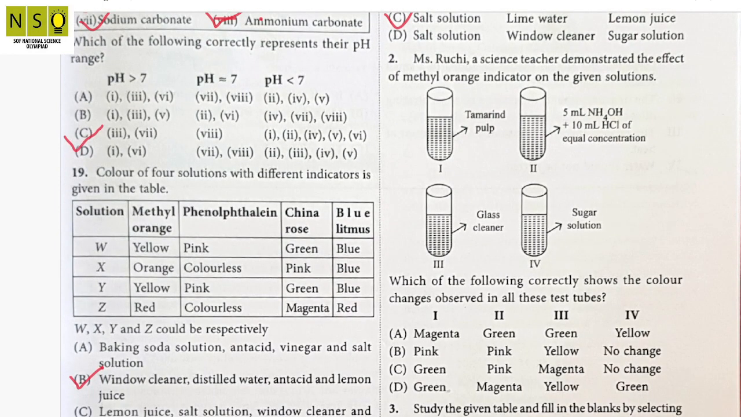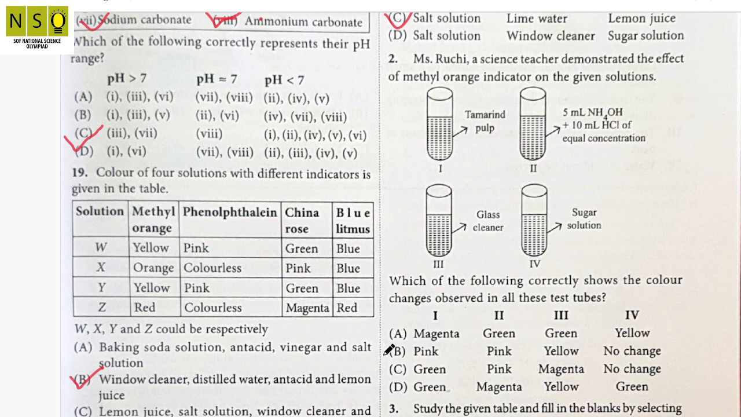Mrs. Ruchi, a science teacher, demonstrated the effect of methyl orange indicator on the given solutions. There are 4 test tubes given. The first has tamarind pulp, the second has 5 ml of NH4OH plus 10 ml HCl of equal concentration, the third has glass cleaner, and the fourth has sugar solution. Now what we have to do is find which of the following correctly shows the color changes observed in all these test tubes.